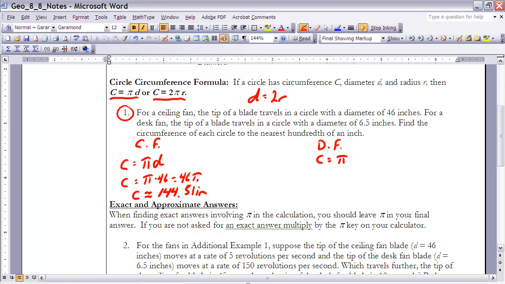Now, if I look at the desk fan, the circumference of the desk fan is equal to pi times the diameter, and the diameter of the desk fan is 6.5, so pi times 6.5. If we're going to get an approximation to the nearest hundredth of an inch, let's go to our calculator for that one, and that would be 20.42. In both cases they were in inches, so this would be inches as well.